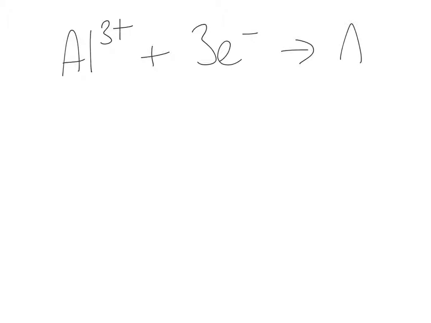Now when they reach the electrodes, aluminium ions, because they have a 3+ charge, plus 3 electrons. This then makes aluminium metal. Because it's gained electrons, it's an example of reduction.